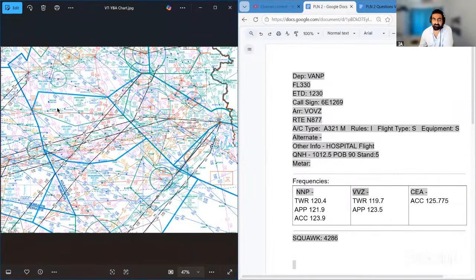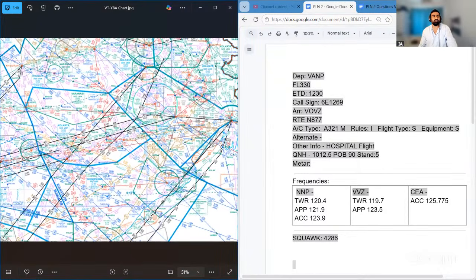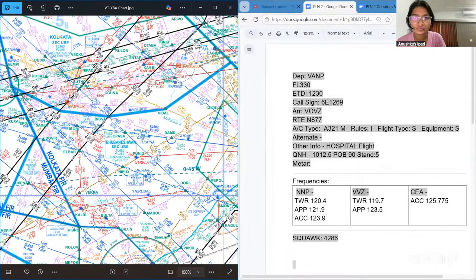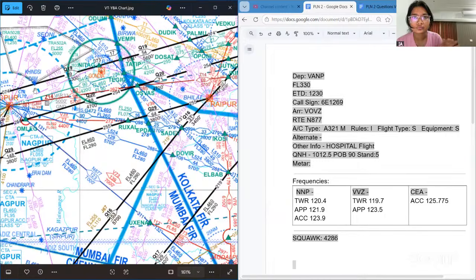We'll go back to the legend. Don't worry. Let's look at the route and quickly scan it. So now you found the route. You found Nagpur. So you fly from Nagpur.